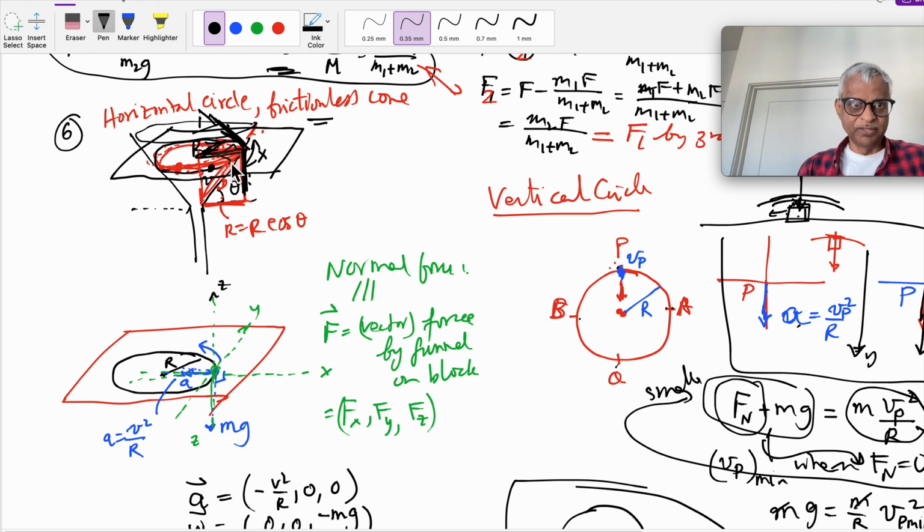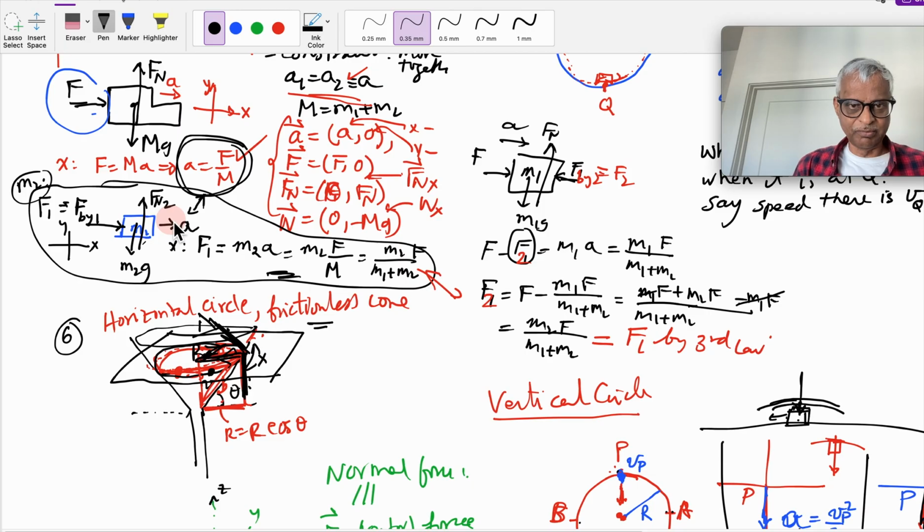All right, so I think that completes today's exercise. Next, what we want to do is a little bit more complicated: multiple pulley problems. So I'll see you then.